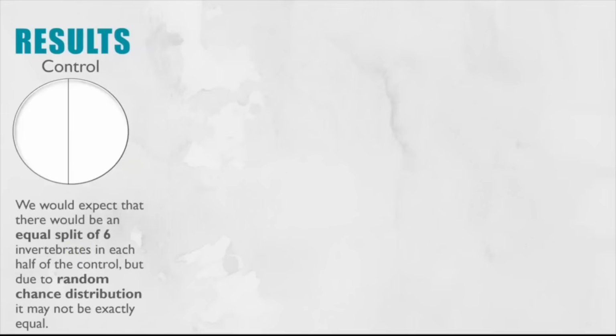Okay, next is the results. And I'm actually going to go through what we'd expect first of all before I share with you my results. So the control, we want to show that it is the independent variables that are causing any difference. So we'd expect in the control to have an equal split, 6 on either side. That might not be the case though, because there is still random chance distribution of those invertebrates.